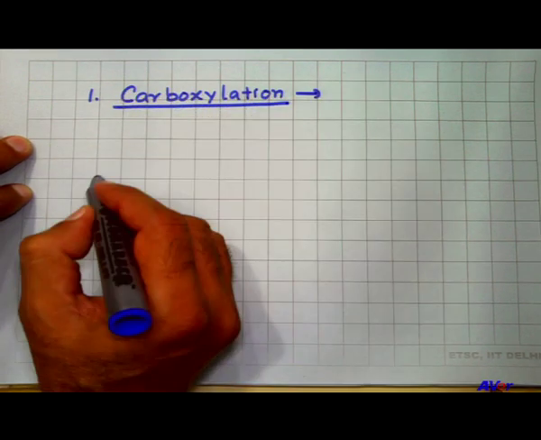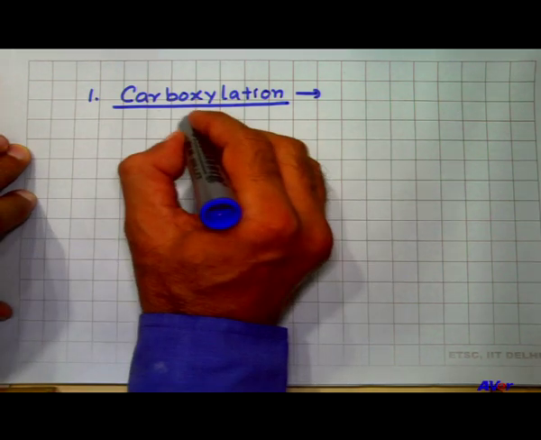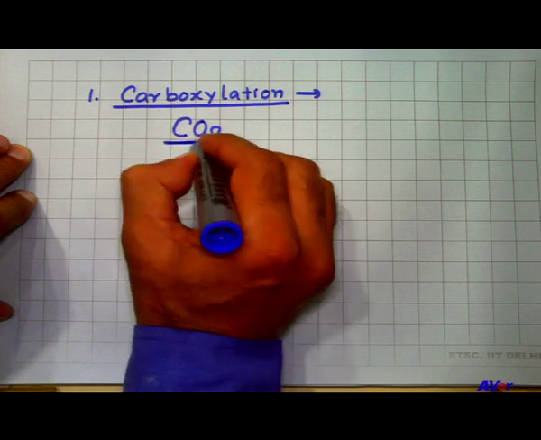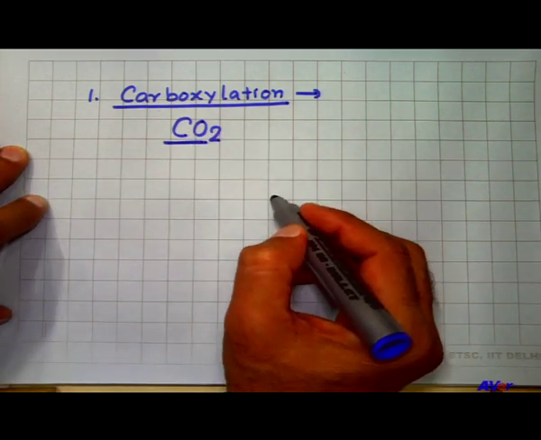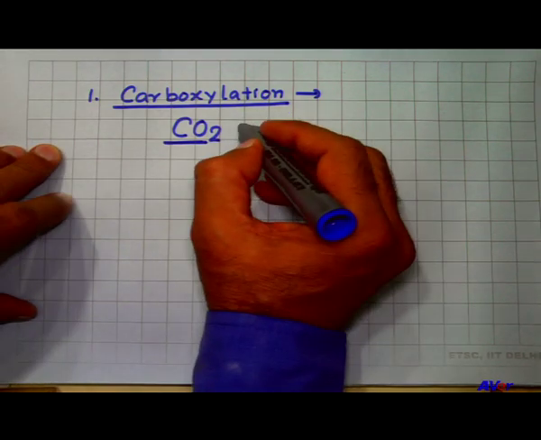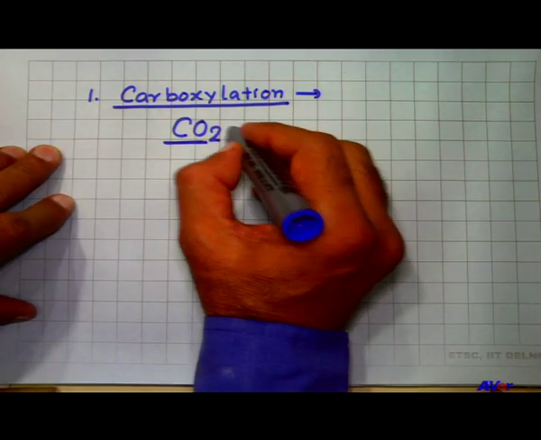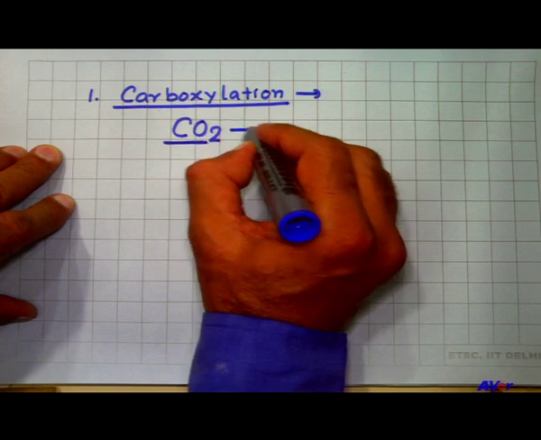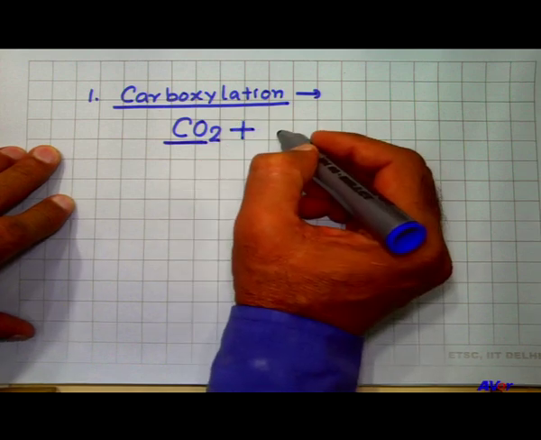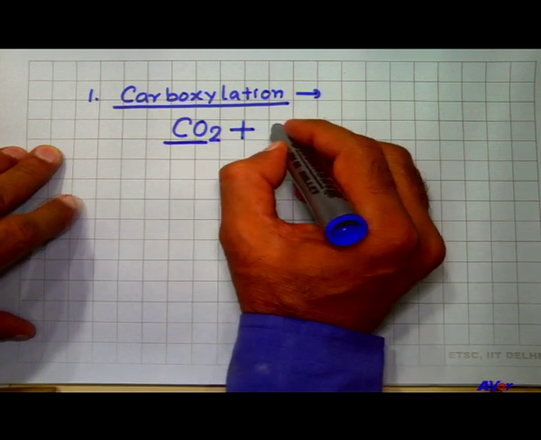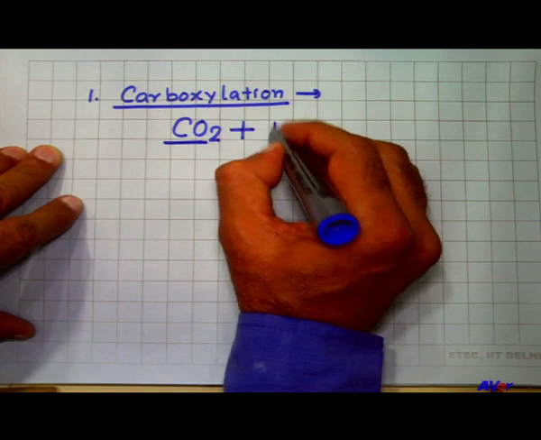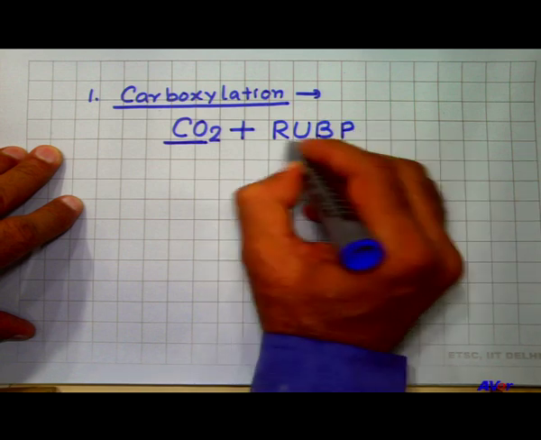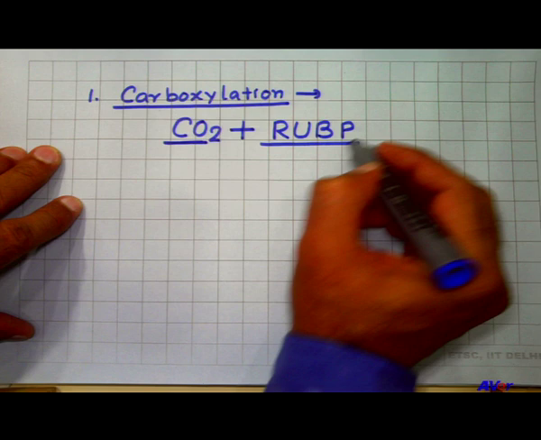In this carboxylation, carbon dioxide, that is the raw material of photosynthesis, is received through the stomata into the mesophyll, where it is converted into carbohydrate. It is firstly accepted by one of the 5 carbon compounds, that is RUBP, ribulose 1,5 bisphosphate.